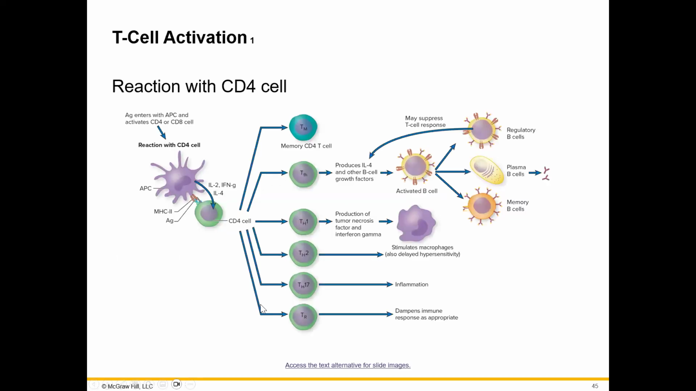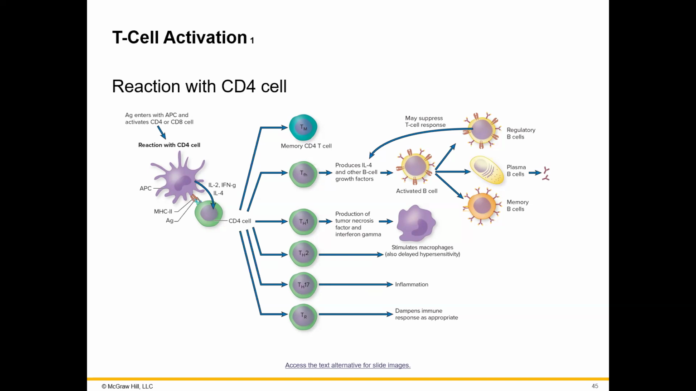So here you see a T cell activation happening. Your antigen has entered with the antigen presenting cell and has activated one or the other cluster of differentiation. Here you see a reaction with a CD4 cell. And then the T helper cell, the CD4 cells, are stimulated by that antigen major histocompatibility complex. So they can differentiate now into a variety of different things. They could become T helper 1, T helper 2, T helper 17, T follicular helper cells, or T regulatory cells, depending on what kind of cytokines the antigen presenting cells have secreted.